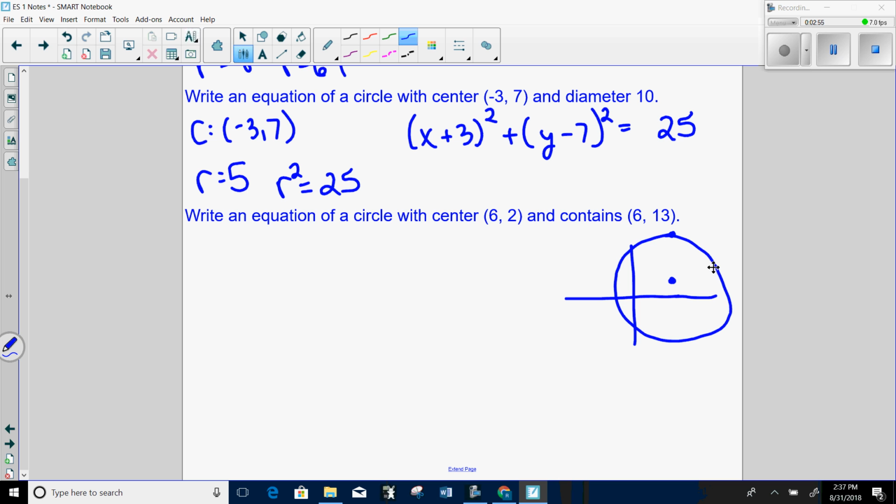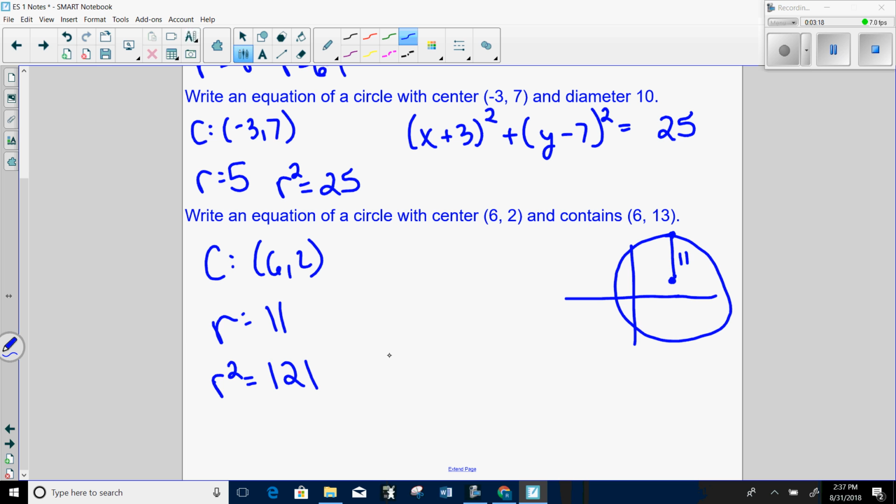The reason we do this is because this gives us a visual. In order to write the equation, I need the center, which is (6, 2), and I need the radius. The radius is the distance from there to there. What is that distance? This is at 13. This is at 2. The distance from 13 to 2 is 11. So my radius is 11, which means my radius squared is 121.